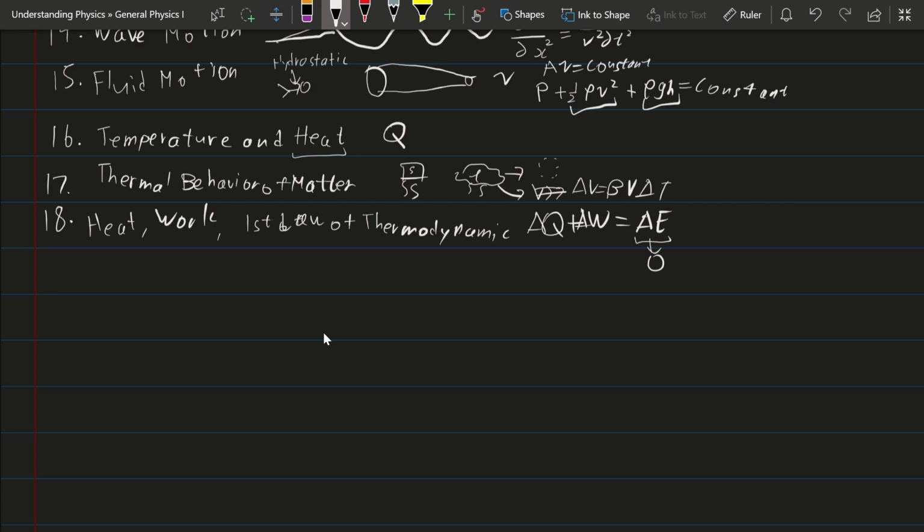Finally, we will discuss the second law of thermodynamics, which discusses why we cannot have a perfect engine, which relates to the entropy or dQ over T.